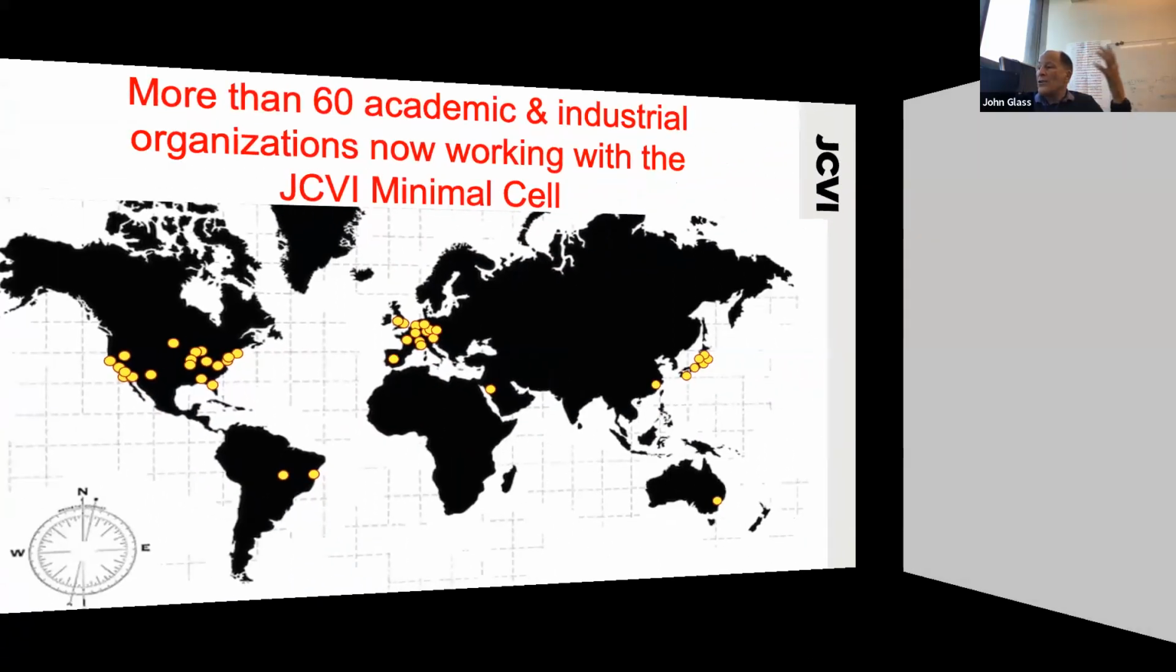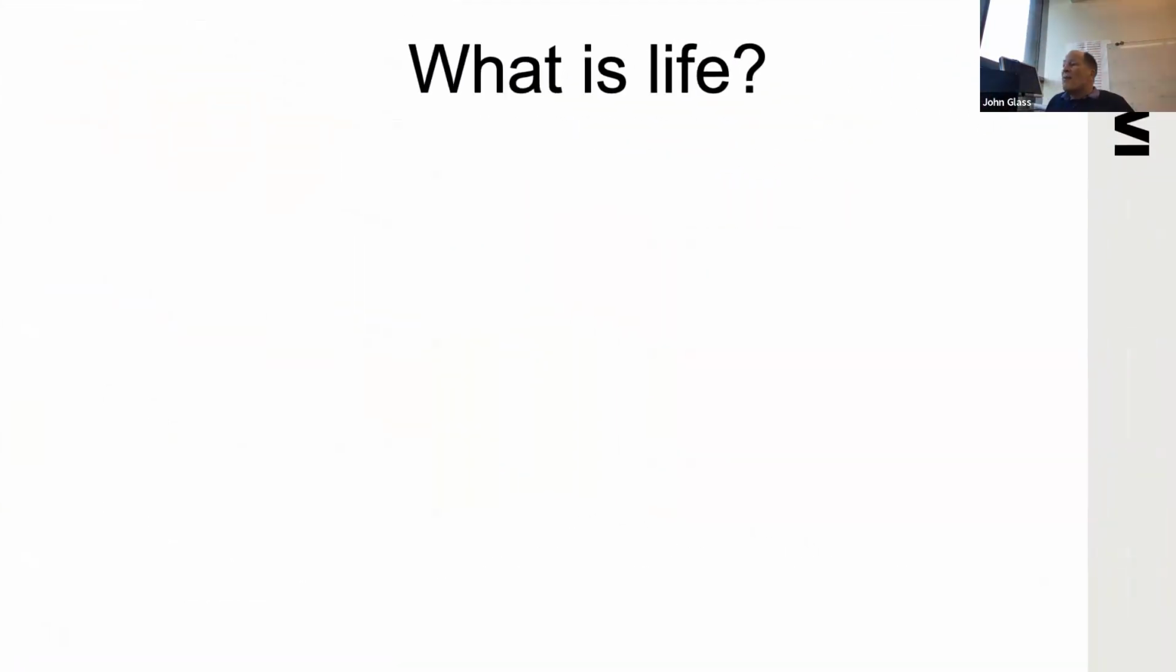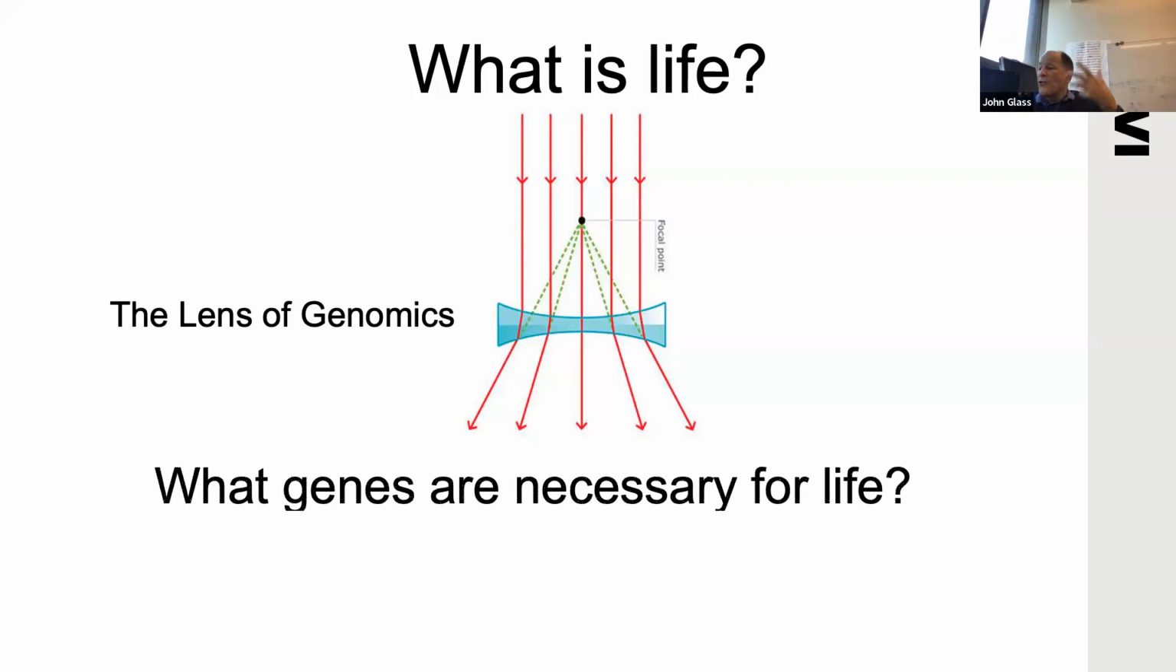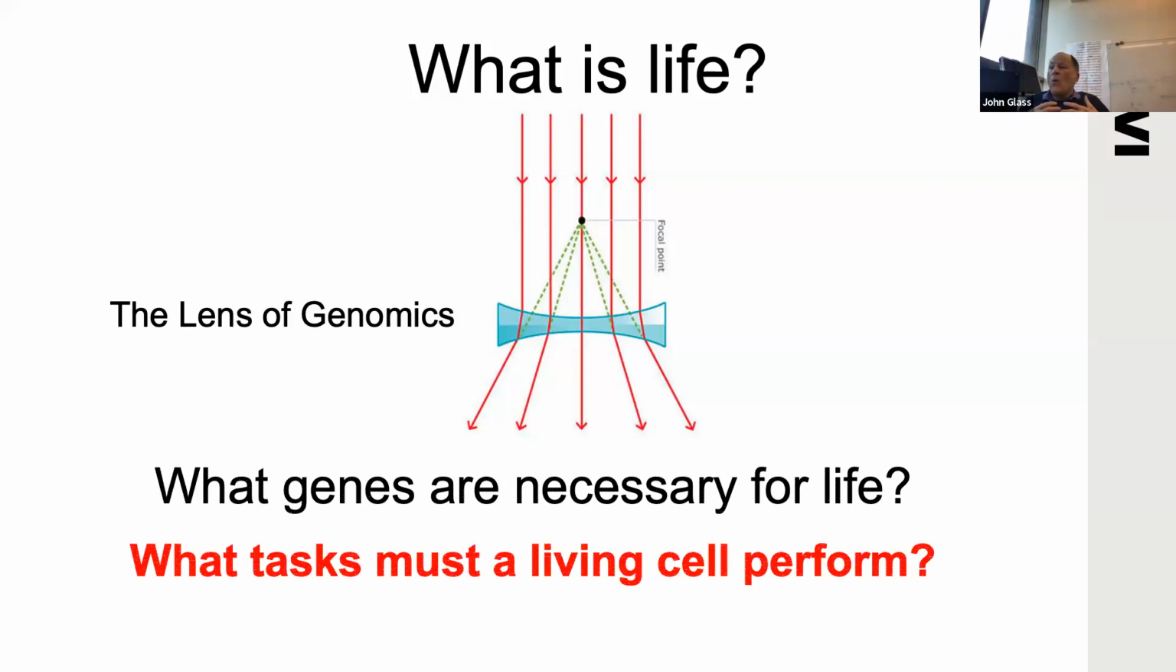So why are we doing this? The thing that has inspired me and my team, and in fact, I suspect many people in the world, is this fundamental question of what is life? And what we sought to do, because the Venter Institute is fundamentally a genomics institute, we wanted to use the lens of genomics to understand what genes are necessary for life. Or maybe another way of putting this is, what tasks does a living cell have to perform?